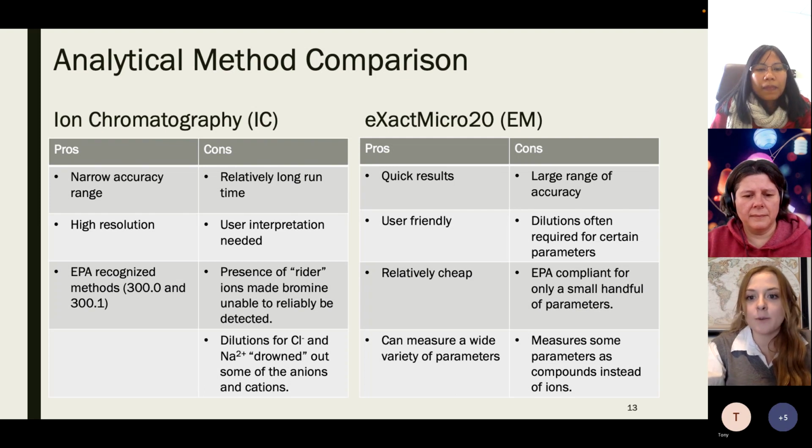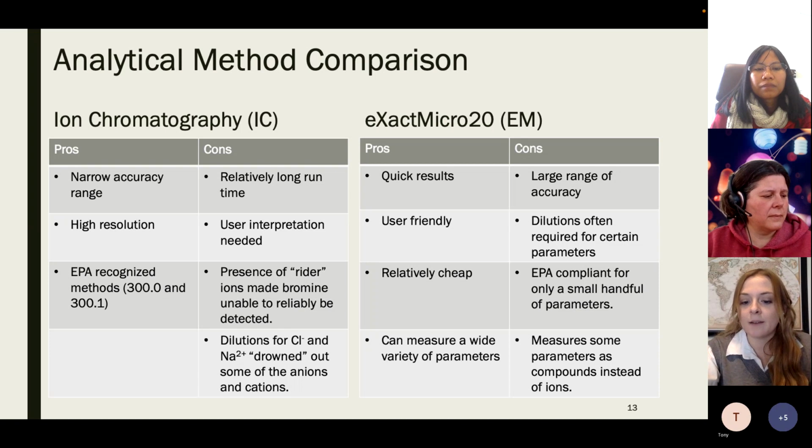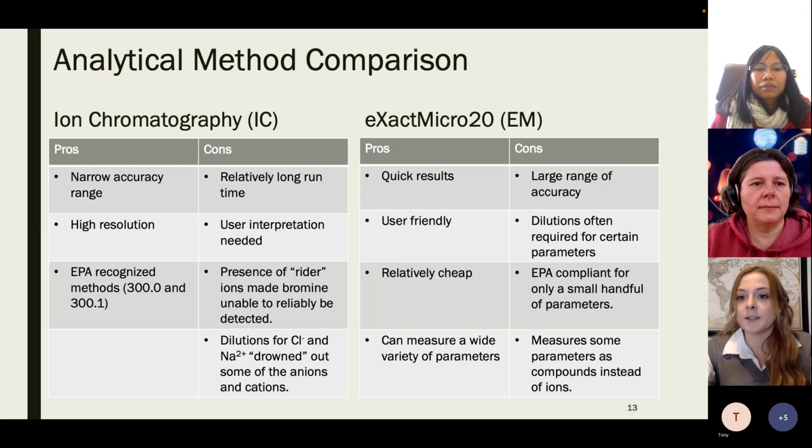And so I started the project again in January of 2021. Before 2021, dilutions weren't performed when it reached that detection threshold. So nitrate, for example, the aquatic life criteria is 44 parts per million. The detection threshold on the Exact Micro 20 is 30. So we can tell that the value of nitrate was above 30, but we're not able to gauge how close we are to that aquatic life threshold.